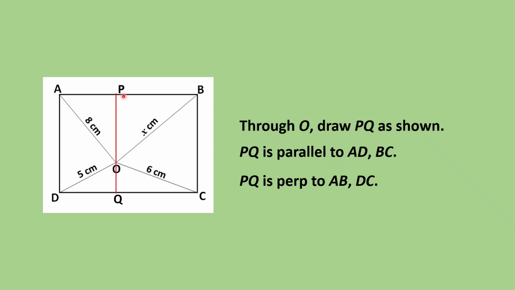So what we have done, we have drawn the line PQ through O parallel to the left and right sides of the rectangle and perpendicular to the top and bottom sides of the rectangle. Now let us see how to proceed further.